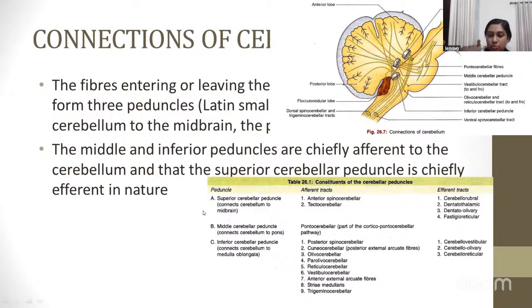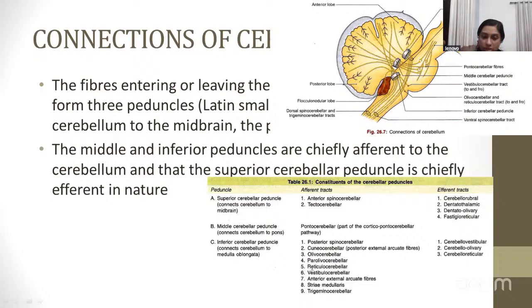Okay. So the superior cerebellar peduncle connects the cerebellum to the midbrain, and it has afferent tracts, i.e., anterior spinocerebellar and tectocerebellar. Okay. And efferent tracts from this cerebellum to different parts, that is cerebellorubral, that means to the red nucleus, and dentatothalamic, dentato-olivary, fastigial. This dentate nucleus, fastigial nucleus, we will be dealing with in the next slides.